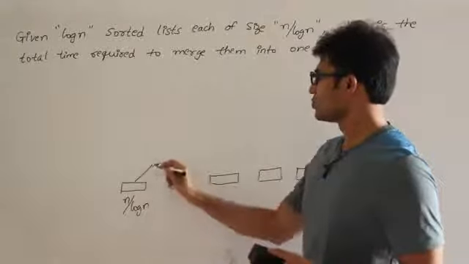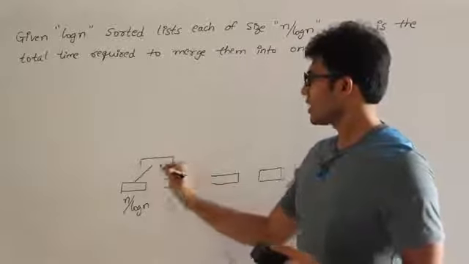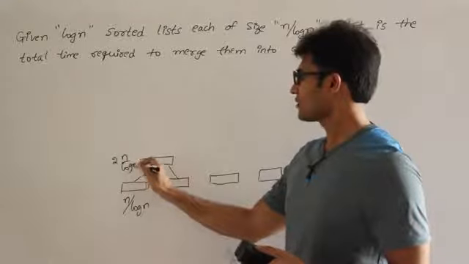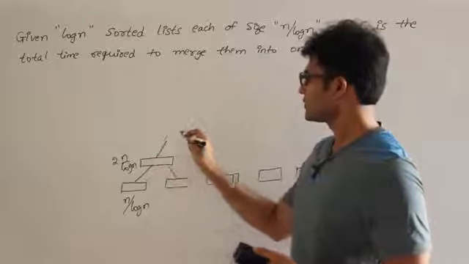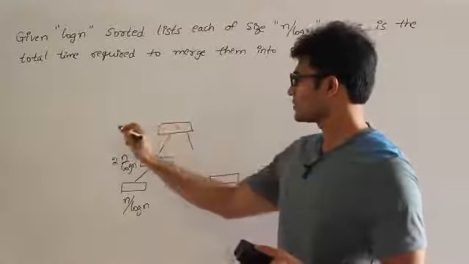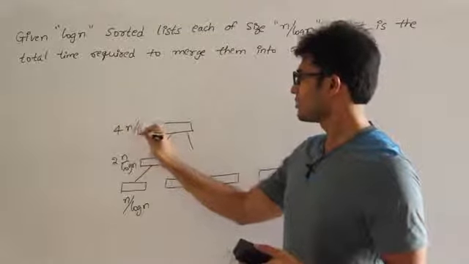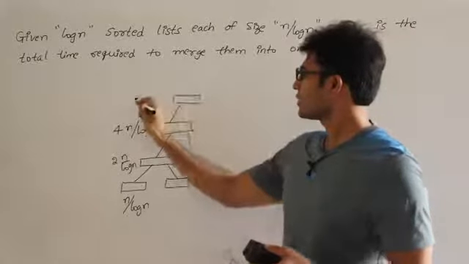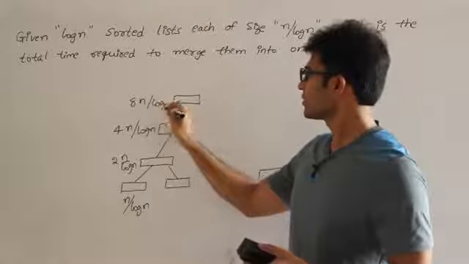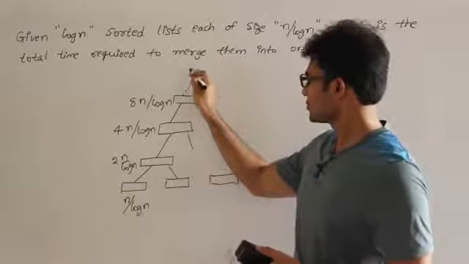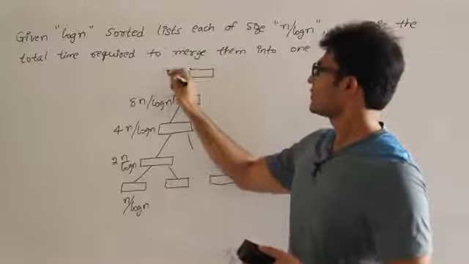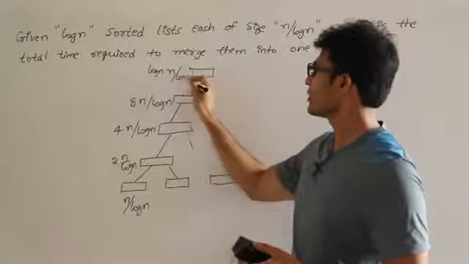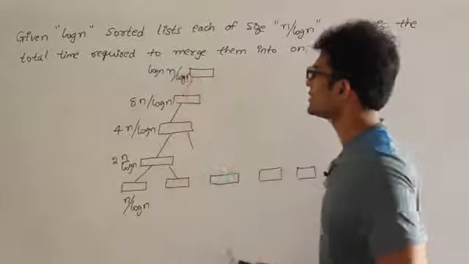Now when I merge 2, what do I get? I get a list whose size is 2 into n by log n. And when I merge two such lists, at the next level I get a list whose size is 4 into n by log n. And then I get 8 into n by log n, and finally I am supposed to get n. How can I write it? Log n by log n, then I am going to get all the n elements, isn't it?